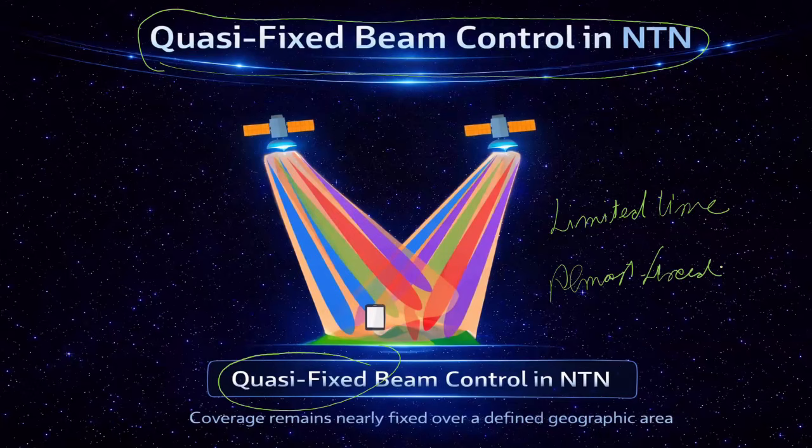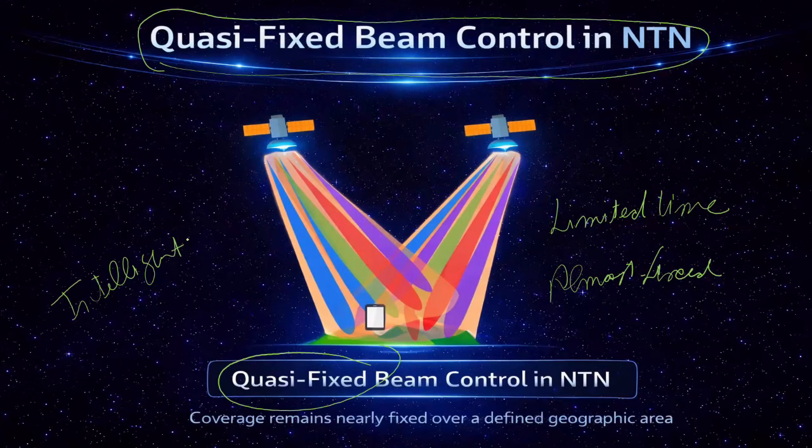So this approach reduces the number of frequent handovers compared to fully moving beams. It provides more stable connectivity to the users. At the same time, it avoids the high complexity of perfectly fixed beam tracking. But it also has some challenges, right? It still requires beam coordination and intelligent control. Some handovers are still needed, though they are less frequent. So it requires advanced scheduling and beam management algorithms.